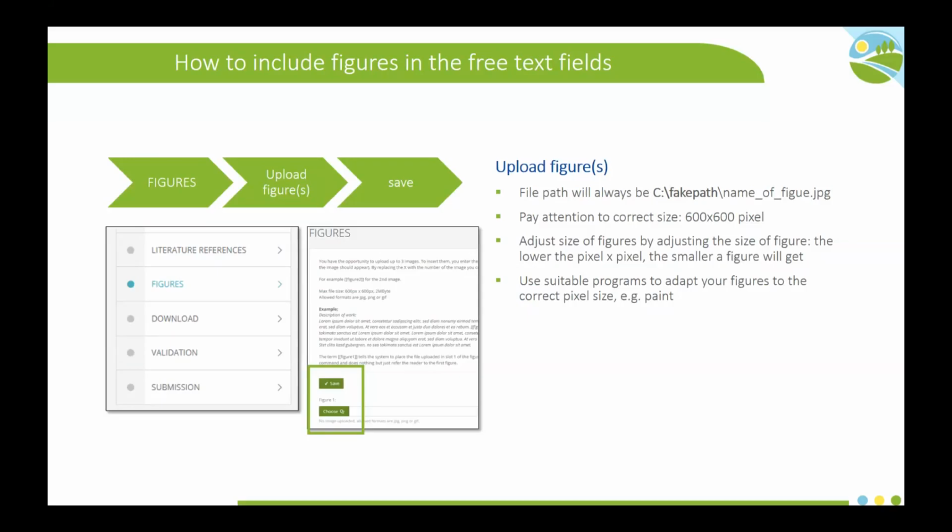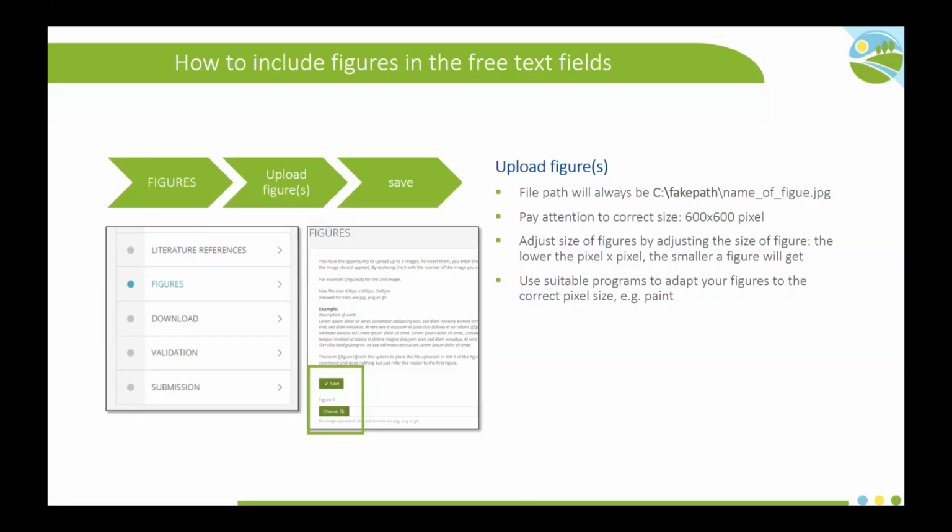So how to include figures in the free text field. First of all, you have to go out of the project summary, in case you have been working on the summary at the moment. Then you go to the menu button, which is called figures. You click on it, and then you will see that you can upload a figure. It can be in different types. I think it's JPEG, PNG, or a GIF file.